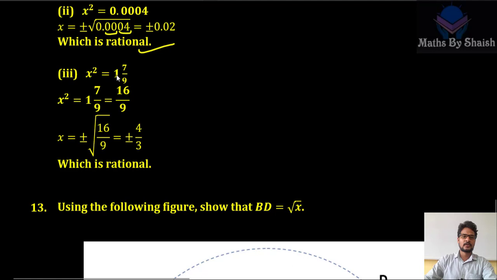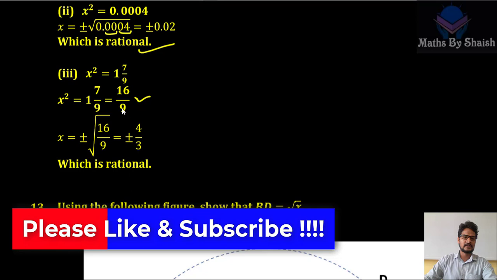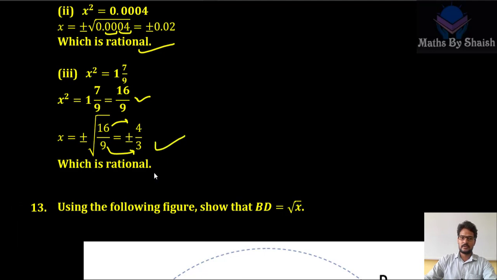And then x square equals 1, not all decimal numbers are rational numbers, but it is terminating, so that's why it is rational. Here again, first of all, we will denote it as a mixed fraction, improper fraction, 16 by 9, and we take the square root, 16 square root is 4, and 9 square root is 3, that's why it is going to be rational.